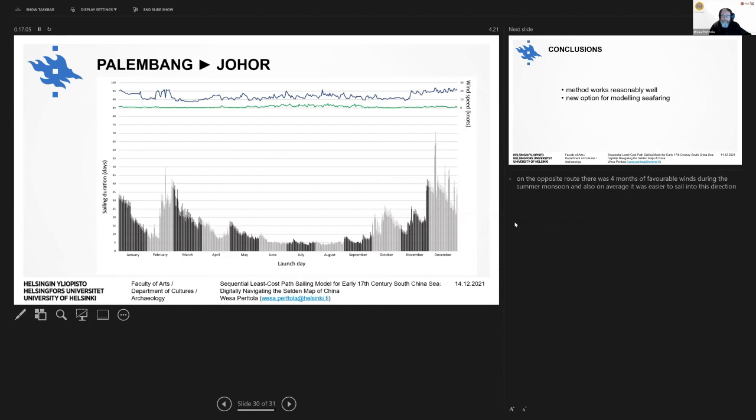On the opposite route, there were 4 months of favorable winds during the summer monsoon, and also on average, it was easier to sail in this direction.